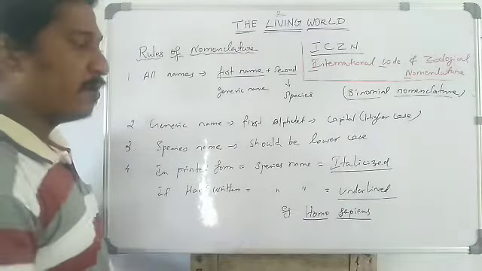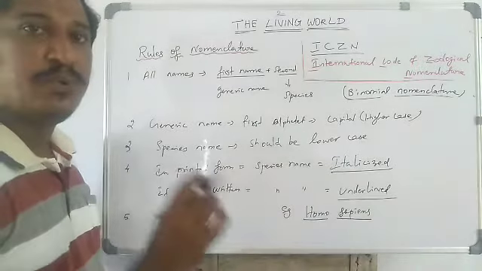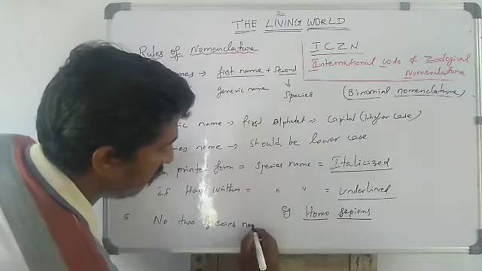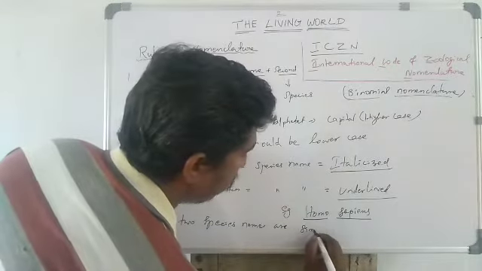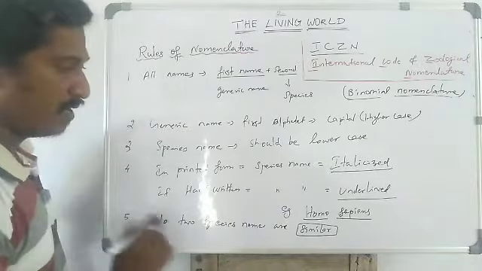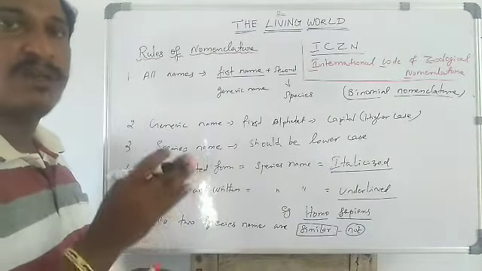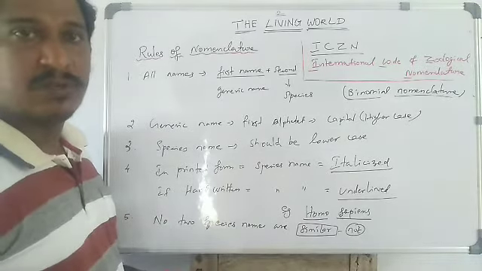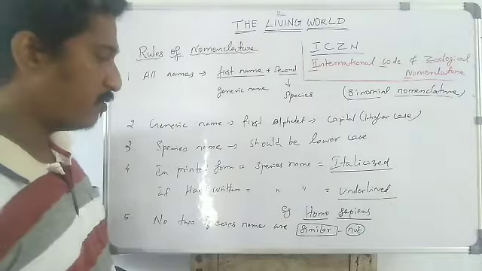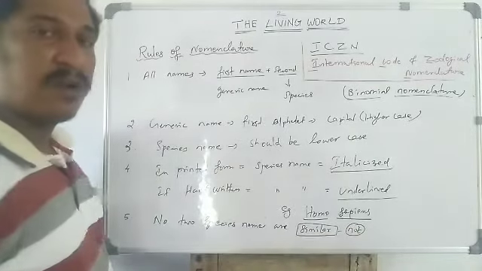So this one. And the next thing, all species names are unique. No two species names are similar. The name of one species should belong only to that species, and the same name should never be used for any other species. So the names should be unique. No two species names are similar.